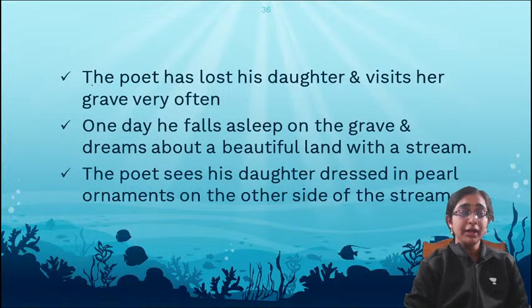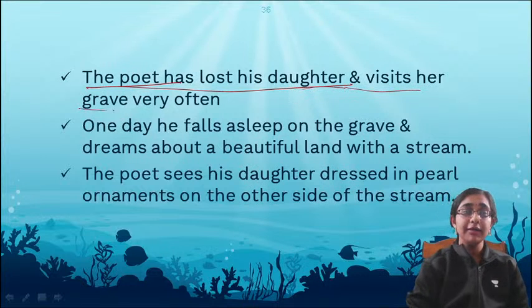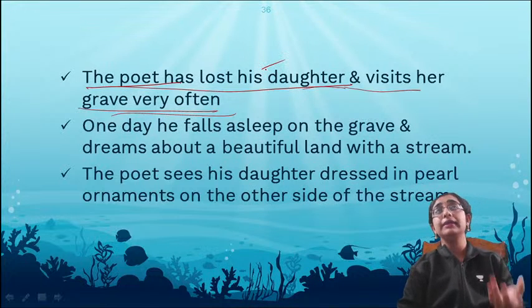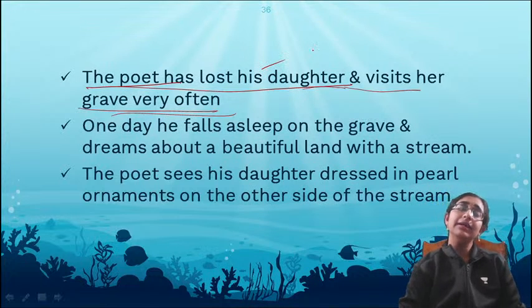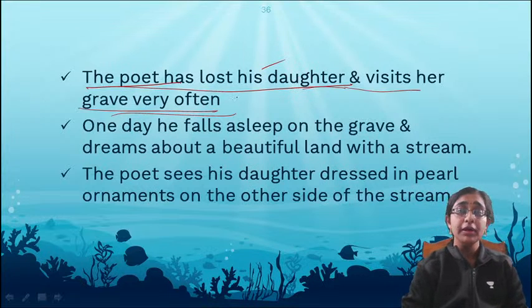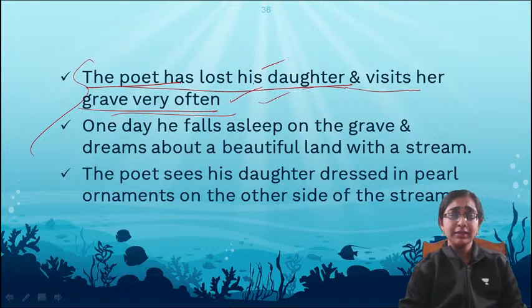In this poem Pearl, we have seen that the poet has lost his daughter and visits her grave very often. So the poem begins with a lamentation. A father has lost his daughter and he regularly visits his daughter's grave to lament, to go back to the days of the past. Okay, the poem begins with the lamentation.